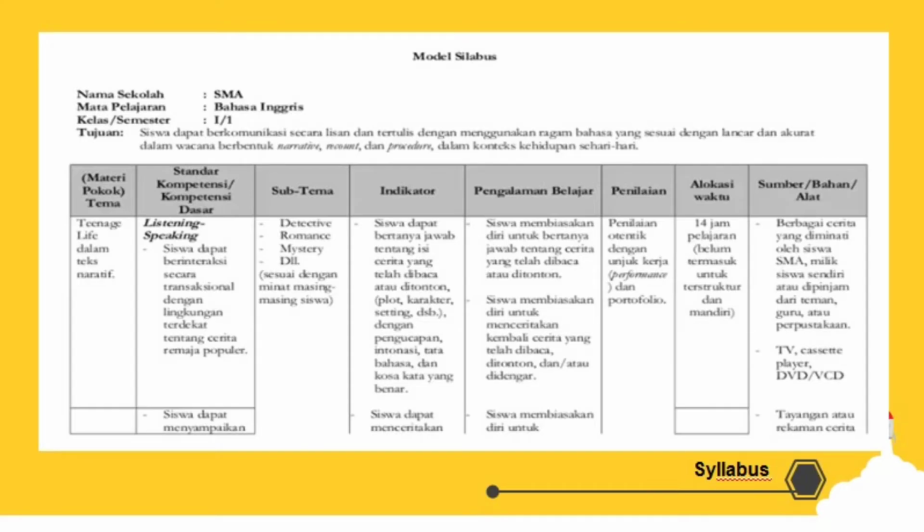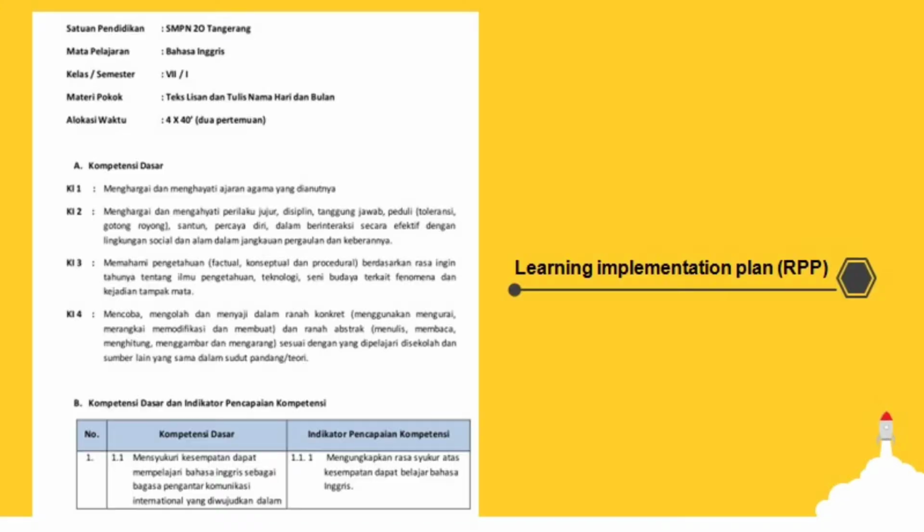It is an example of a syllabus. As you can see, there are the name of the school, and then the course, class or semester, and then the core competencies and also the basic competencies. Okay. Next, the learning implementation plan, or we can say RPP. This is a picture. They are similar but not the same as each other.